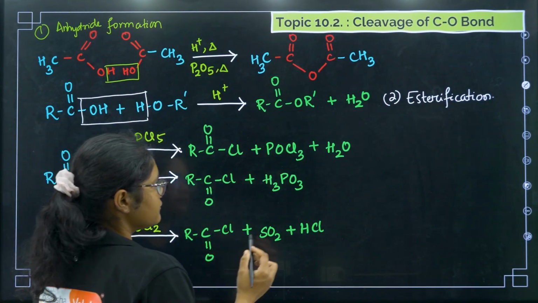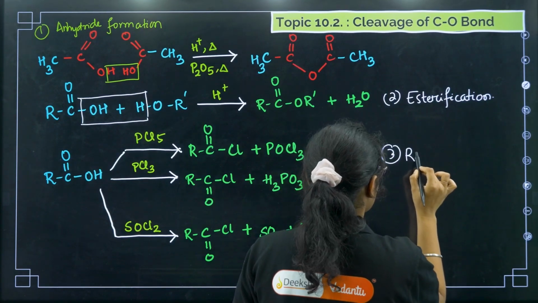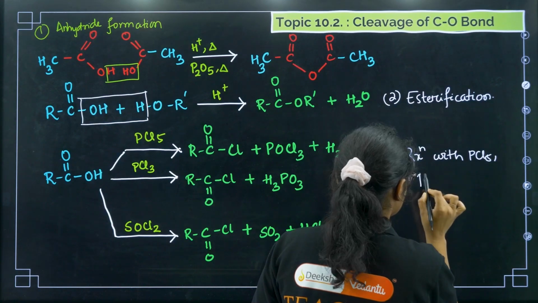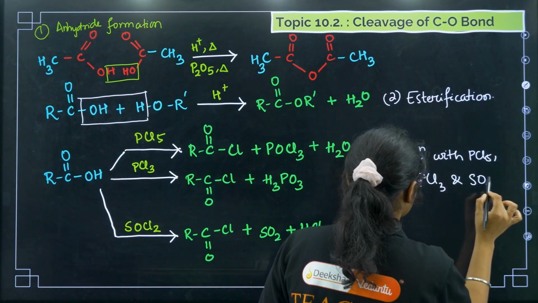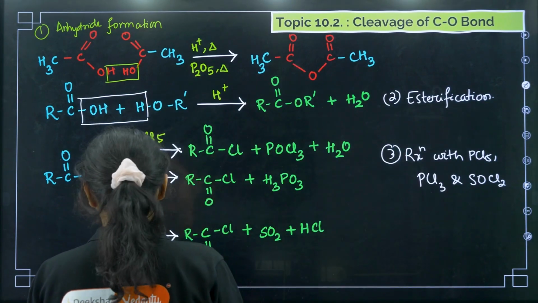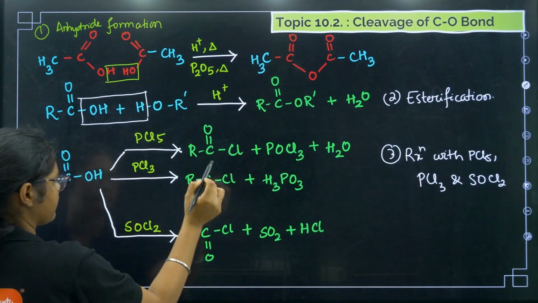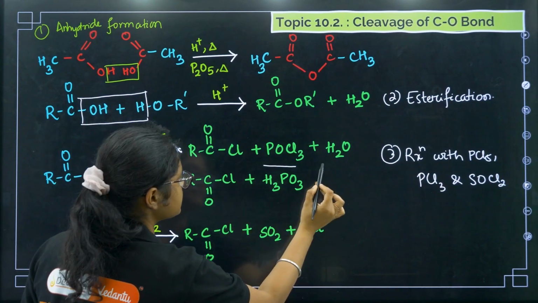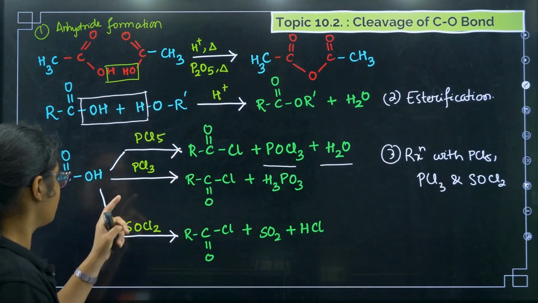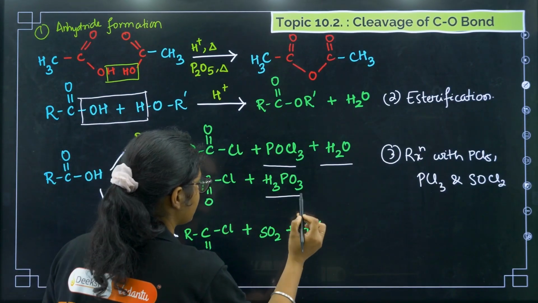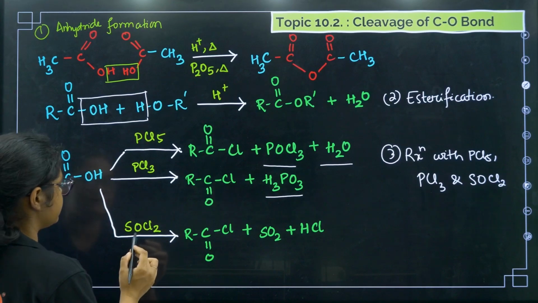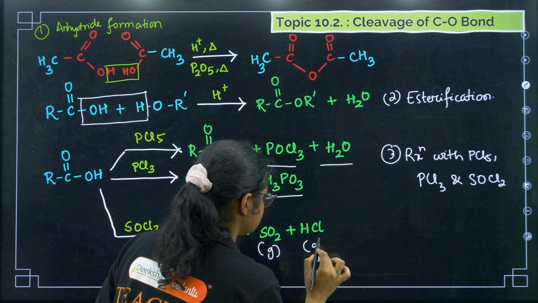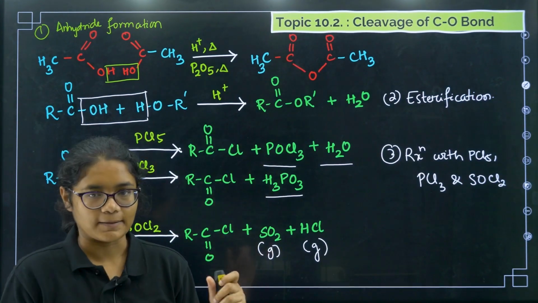Now, the third one is your reaction with PCl5, PCl3 and SOCl2. If you take PCl5 here, the byproducts are very important. PCl5 will give RCOCl plus POCl3 plus HCl. Now if you take PCl3, we will get RCOCl plus H3PO3. Now if you take SOCl2, as you remember this reaction, RCOCl will be formed and SO2 gas and HCl gas are formed. Okay, so this is the third type of reaction.